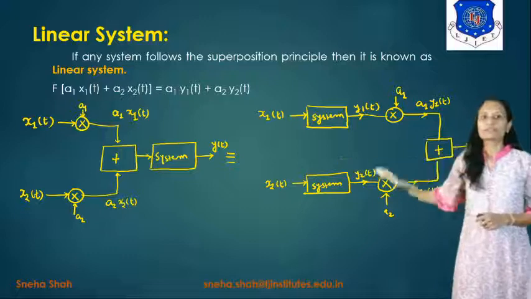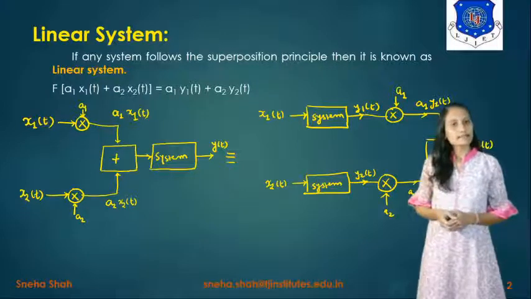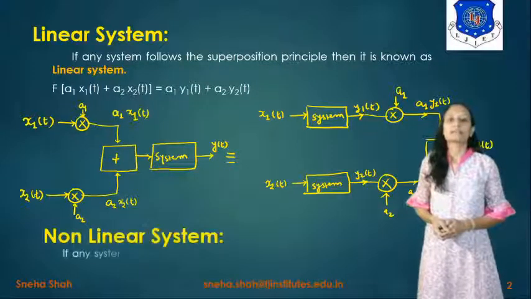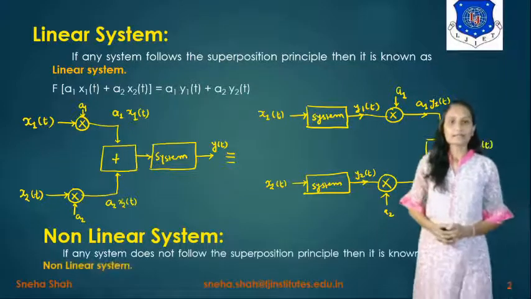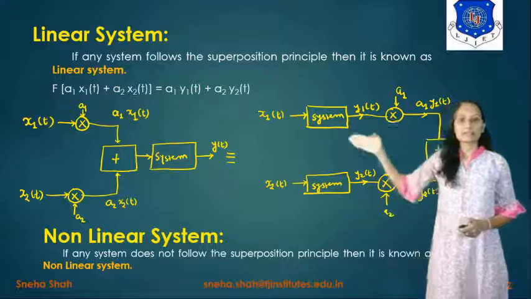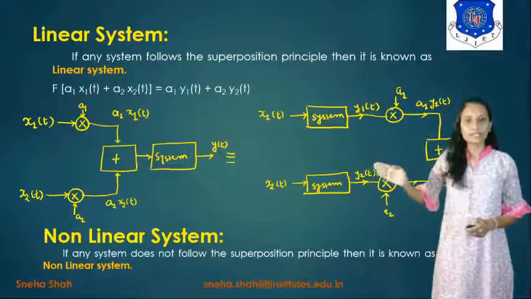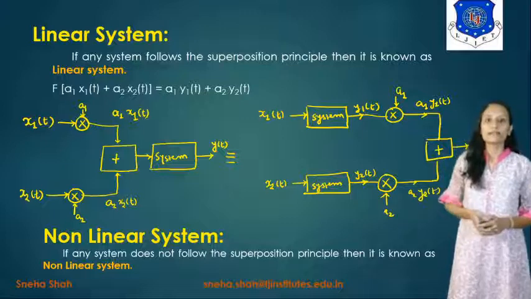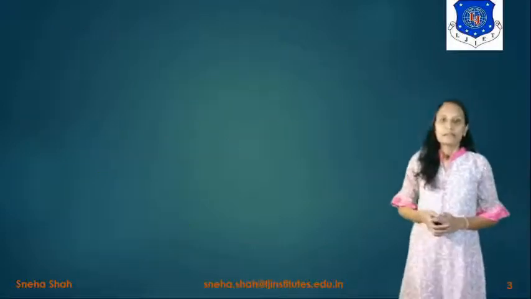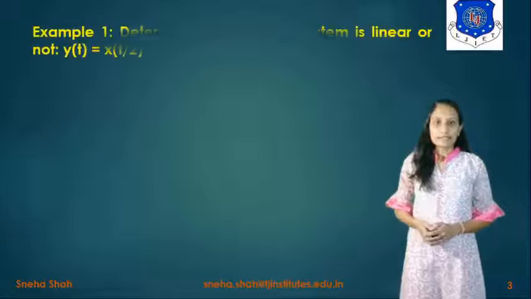So if these two terms are the same, it is considered linear, otherwise it is considered a nonlinear system. So what is a nonlinear system? A nonlinear system means any system that does not follow this condition, meaning it does not follow the superposition principle, then it is considered a nonlinear system. Now we'll solve some examples based on this.